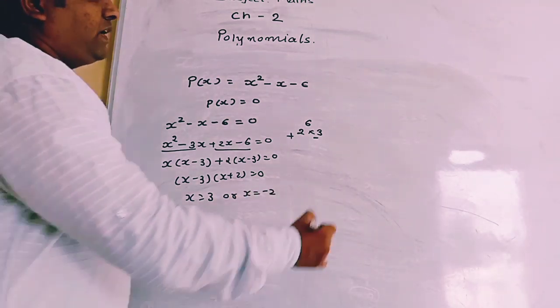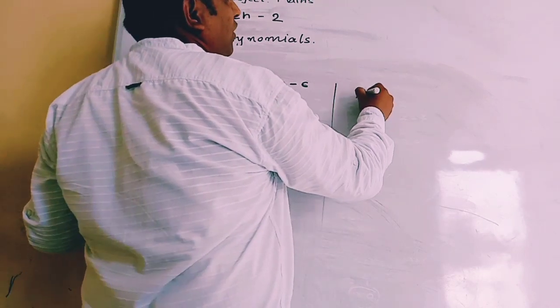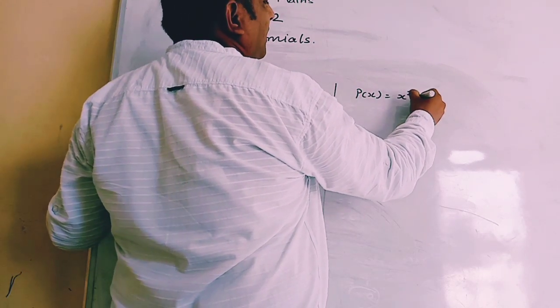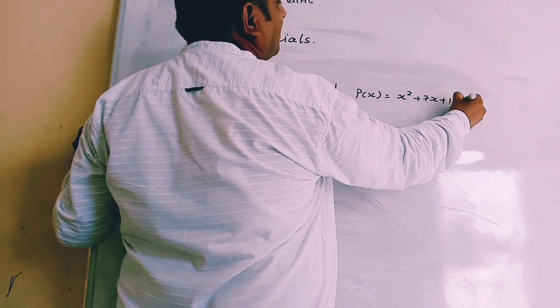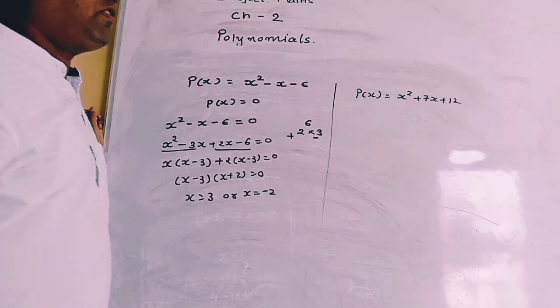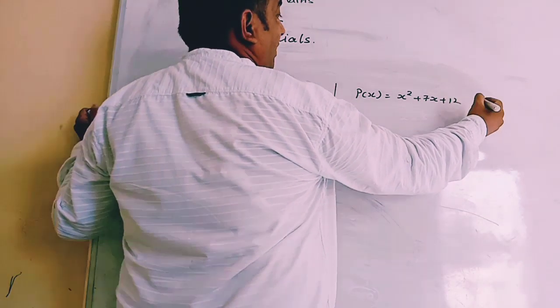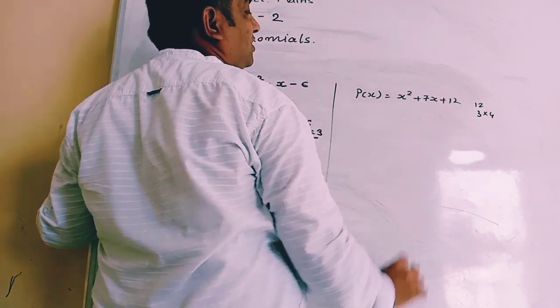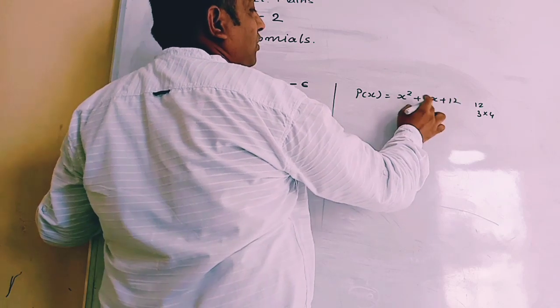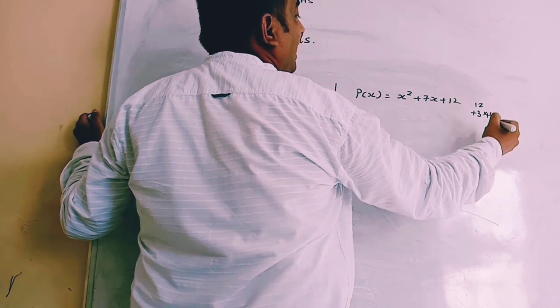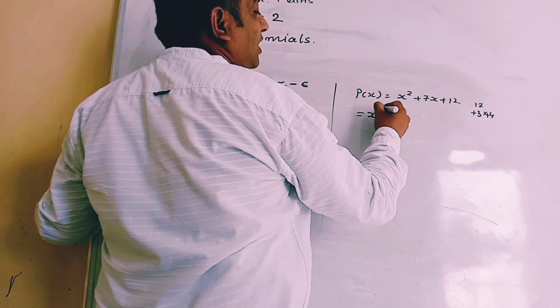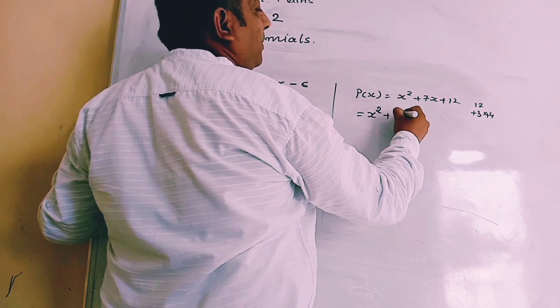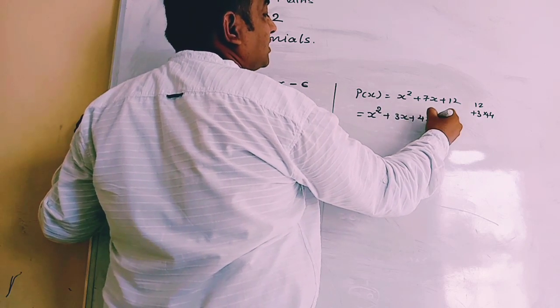We take one more example: the polynomial p(x) equals x square plus 7x plus 12. Here 12 has the factors 3 and 4. Since the signs are plus, we have to add both the factors, and the signs will be the same. So our splitting of the middle term will be x square plus 3x plus 4x plus 12.